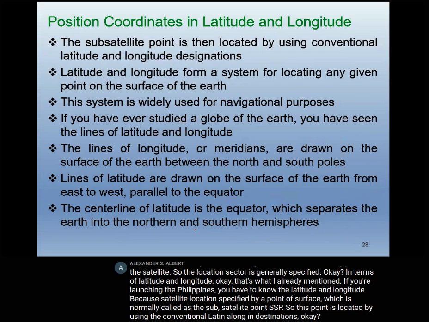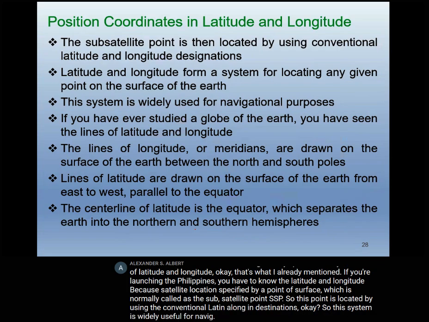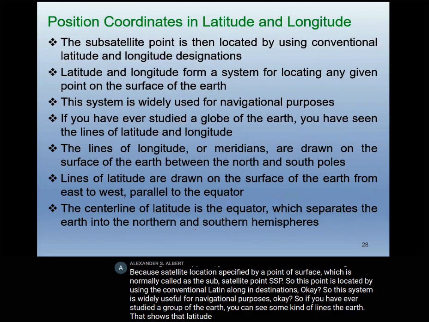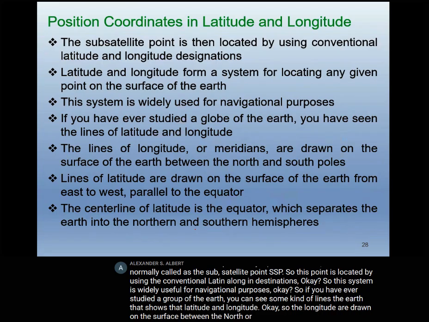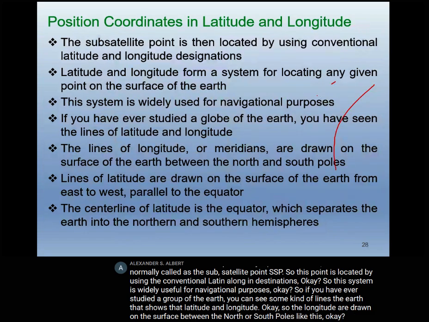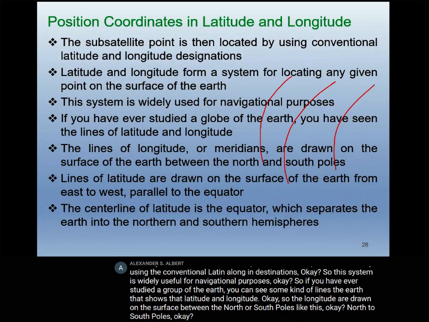Okay, so this system is widely useful for navigational purposes. If you have ever studied a globe of the Earth, you can see some lines on the Earth that show latitude and longitude. The longitude lines are drawn on the surface between the north and south poles like this. That's called the longitude.